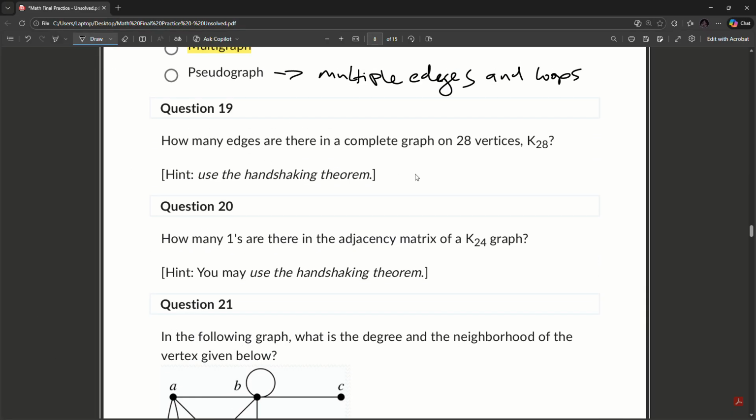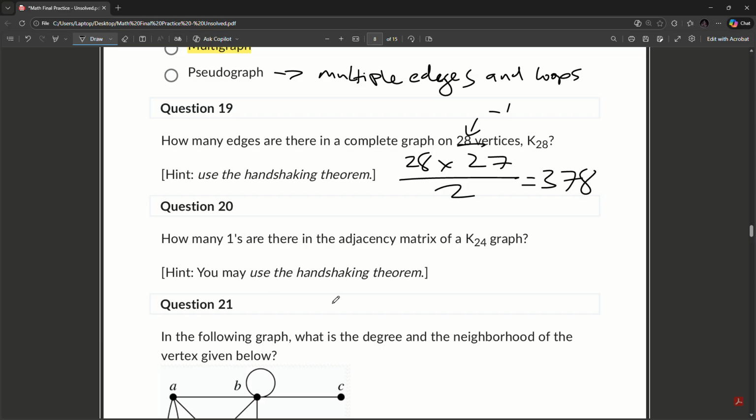Now, question 19. How many edges are there in a complete graph on 28 vertices, K28? That is basically 28 times 27, because it's just n times n minus 1 over 2, which is 378.